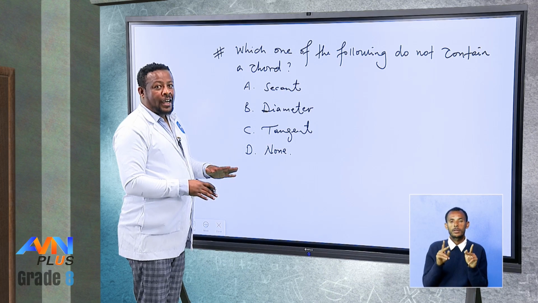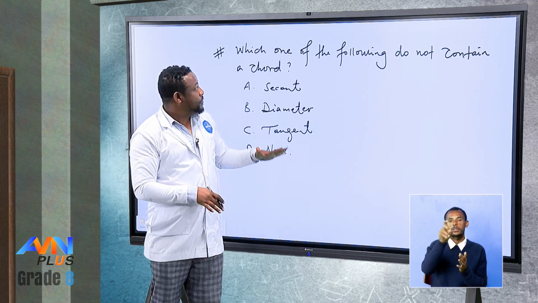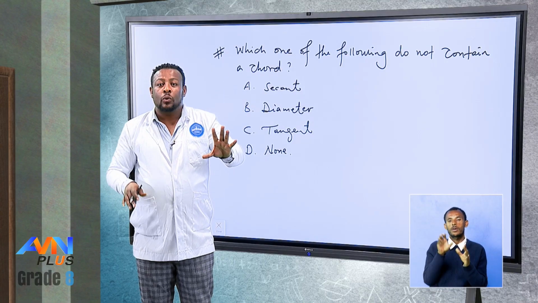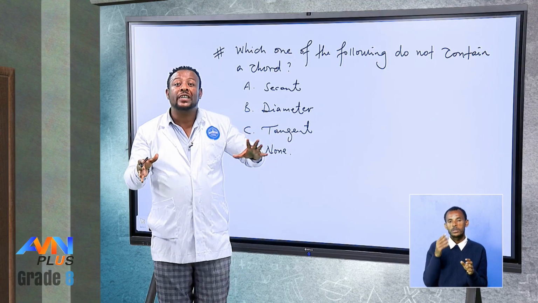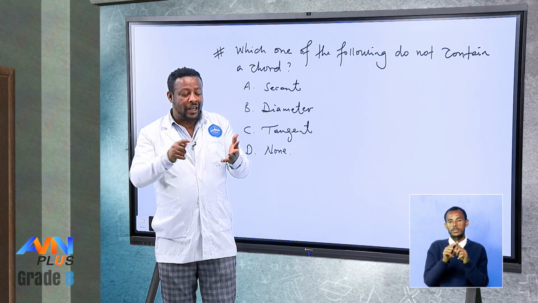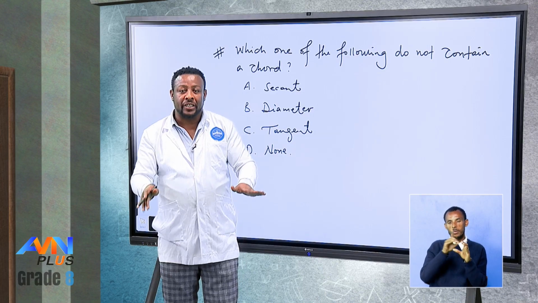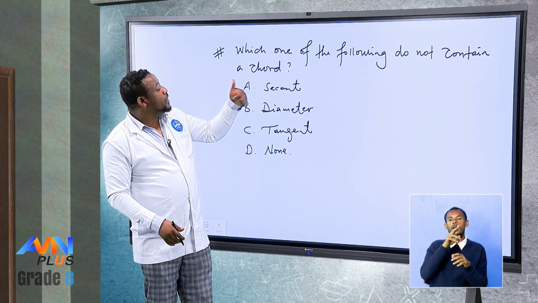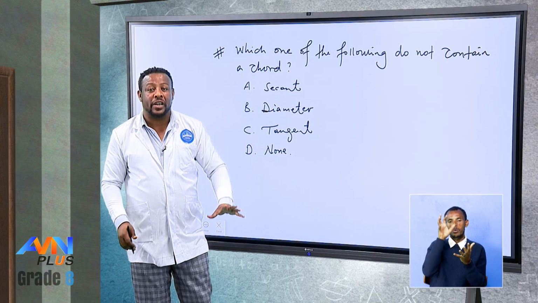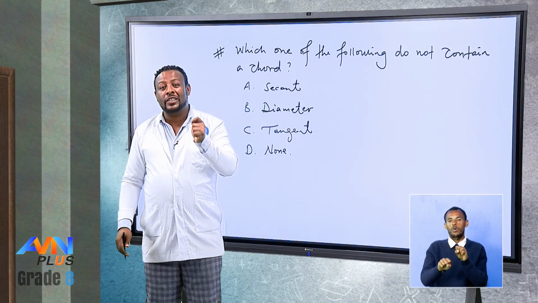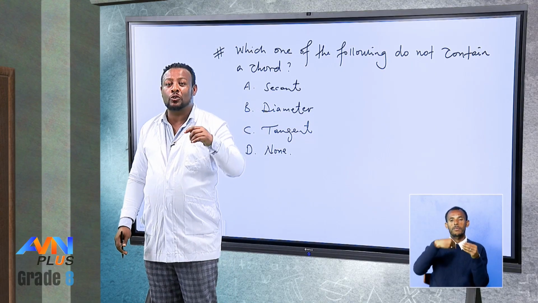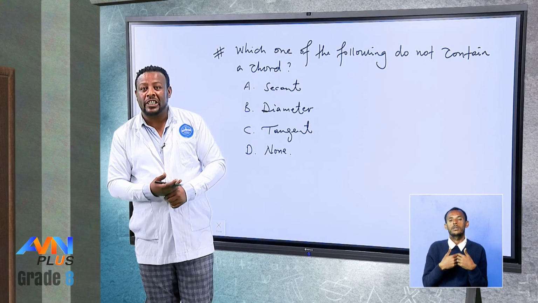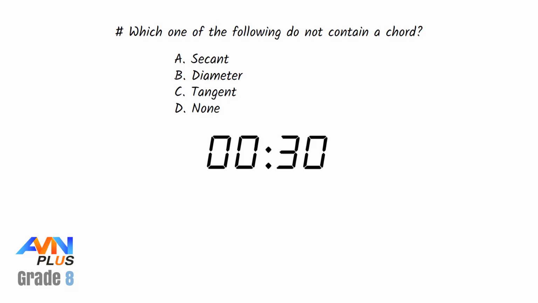Okay, let me repeat what the question is saying. Which one of the following do not contain a chord? We have already seen different terminologies regarding circle, like chord, diameter, secant, and tangent. So in this question, you are asked which one of the following do not contain a chord. So think of this question. I will give you 30 seconds to think of the answer. Then we will have a common discussion, okay? Just think of it.